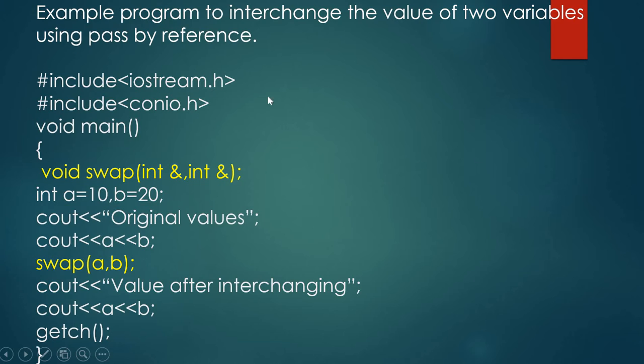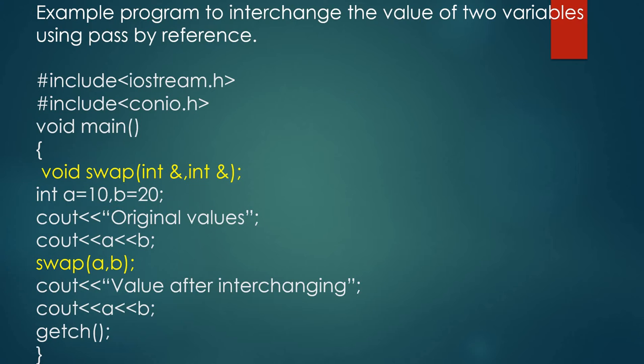See, #include <iostream.h>, #include <conio.h>. First we are starting with void main because this is not an object oriented program. It is a normal program. In this program we are using one function. Function name is swap. Swap means interchange.